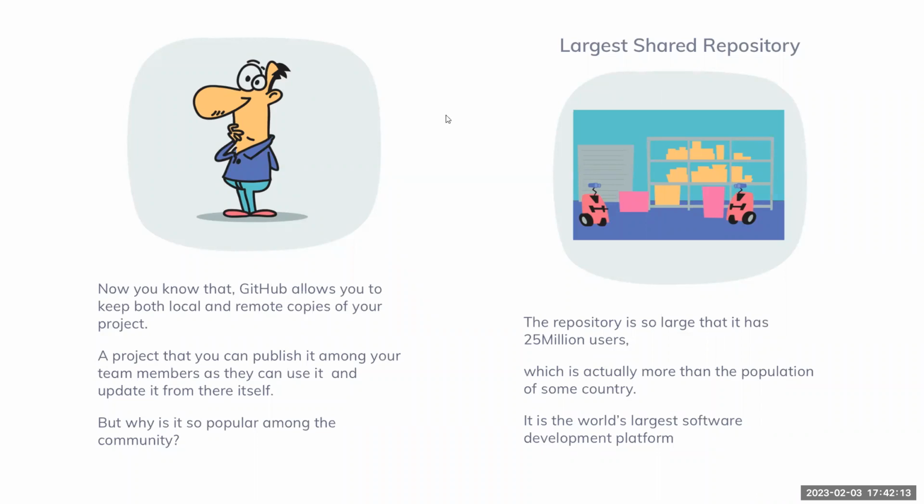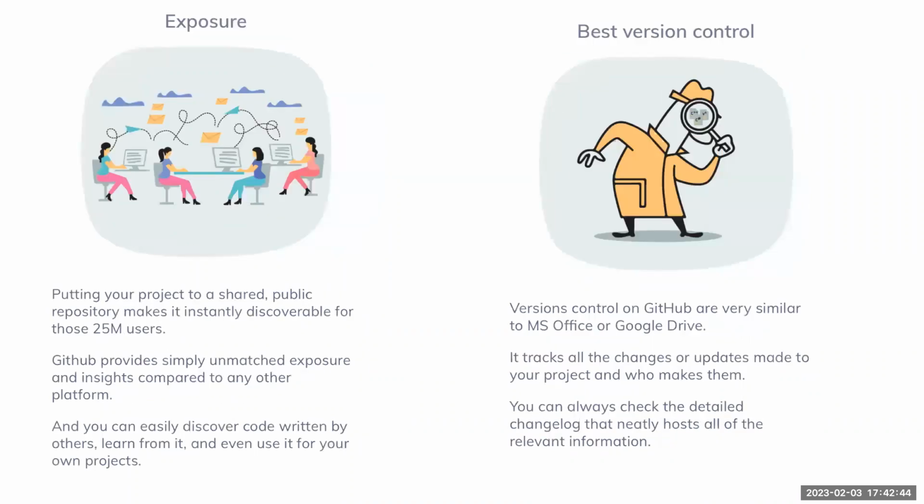And you know why Git is popular? Because this was the largest shared repository in the entire world. We have 25 million users who use it for Git, which is like the population of a country. It is the world's largest software development platform. That's why it is very popular.